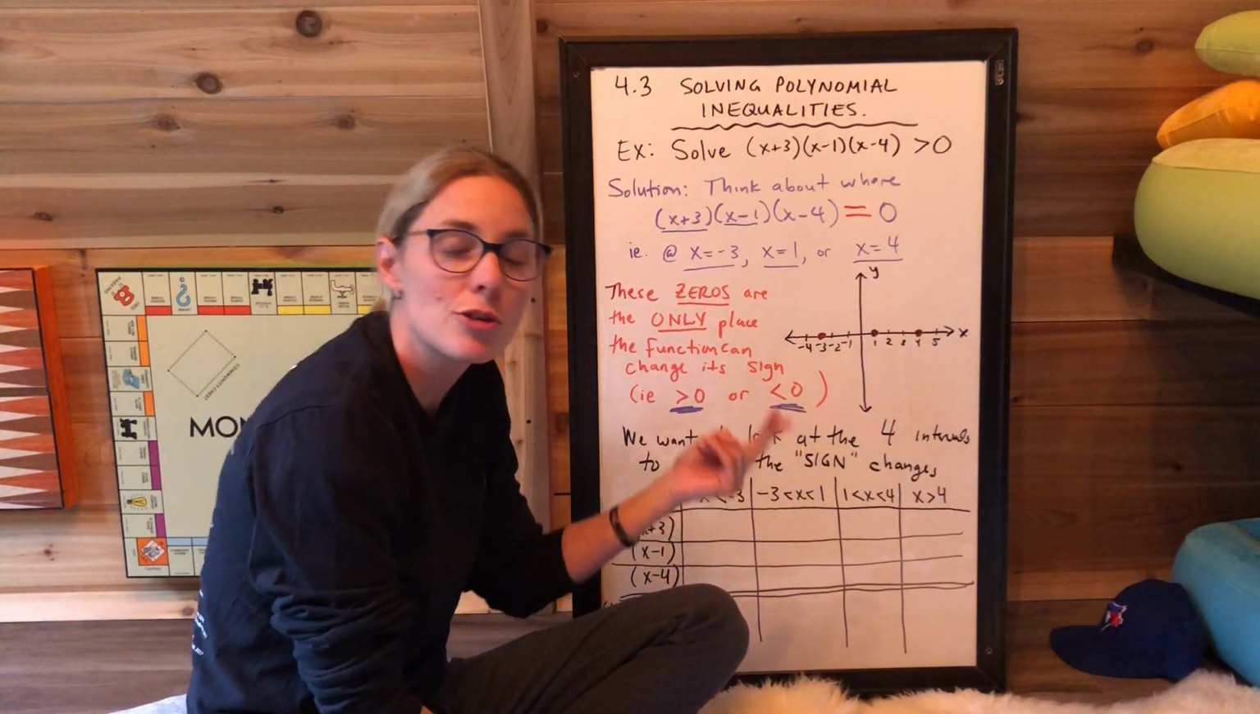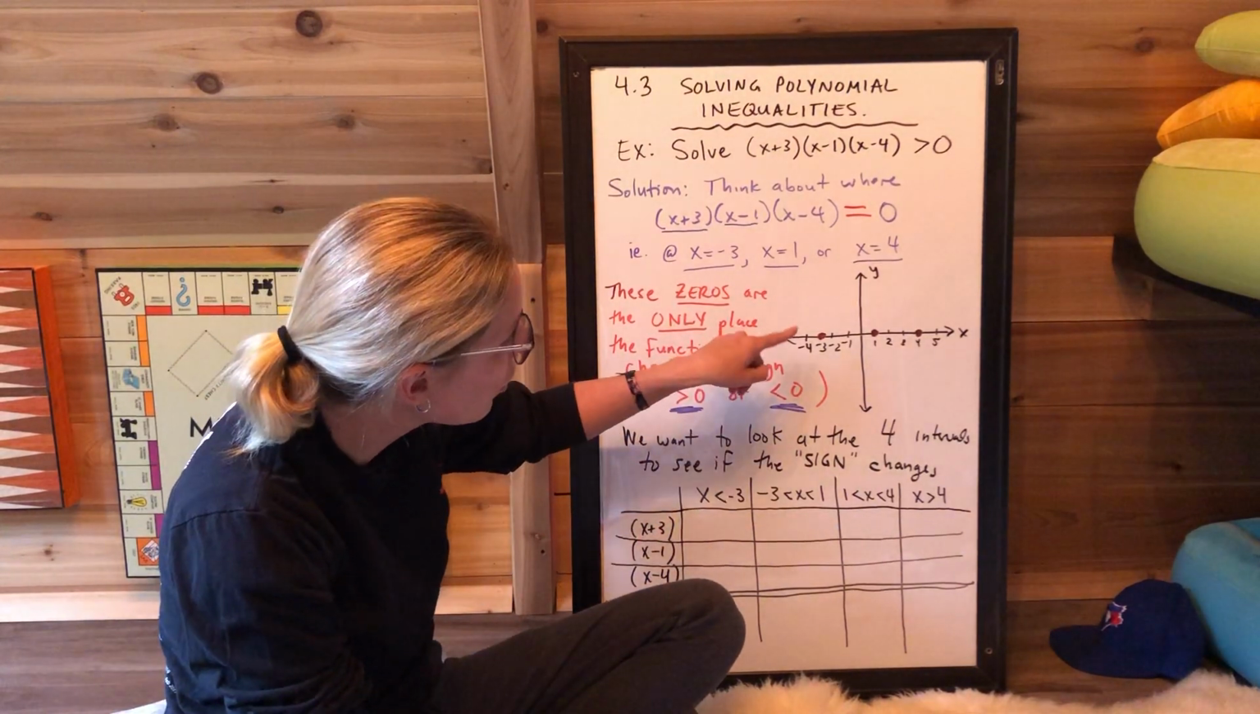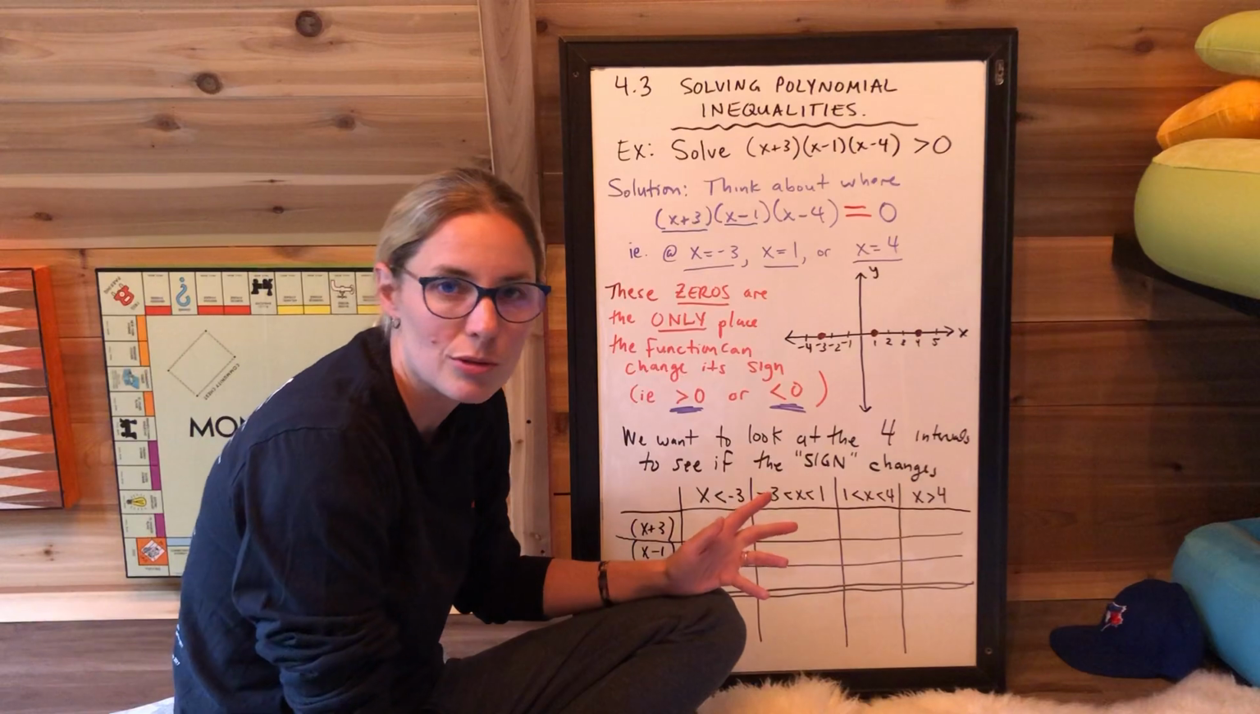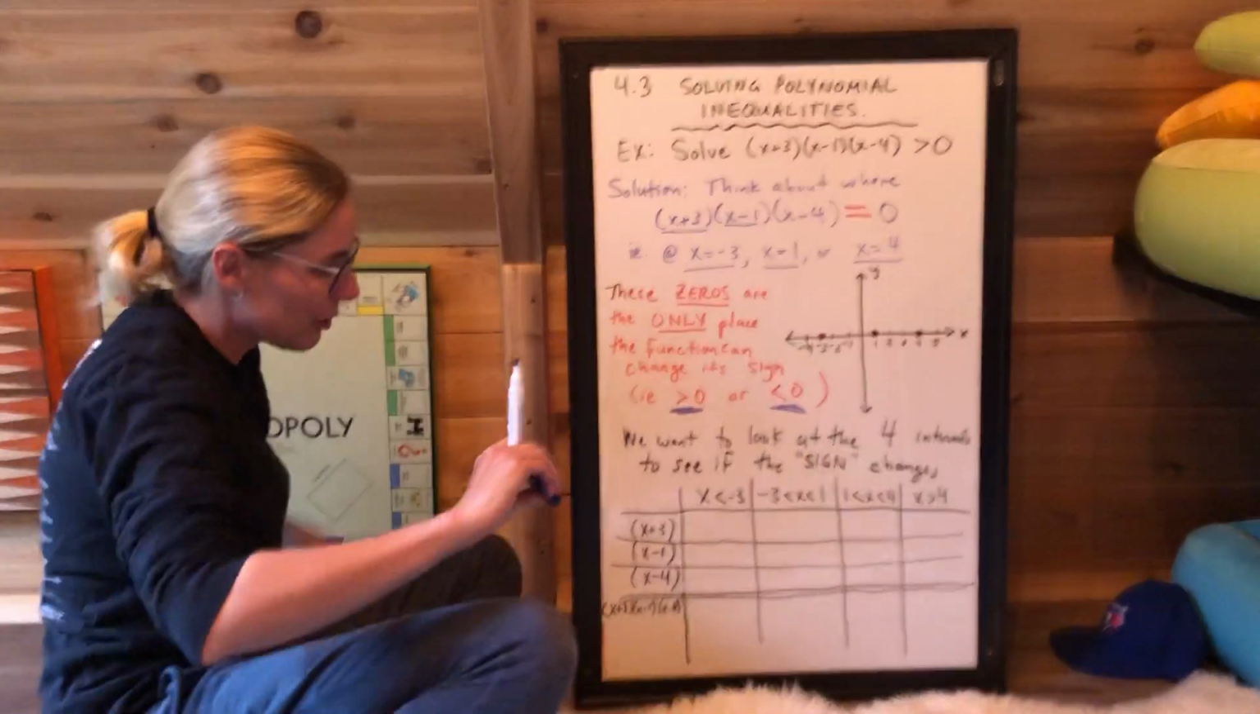If you had 2 zeros, you'd have 3 intervals. If you had 4 zeros, you'd have 5 intervals. There's always one more interval than the number of zeros that you see present. Okay, and there's a couple different methods for how you can set this up.